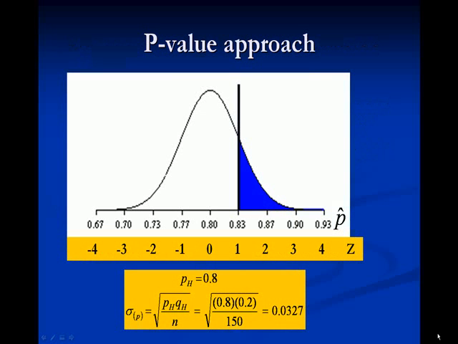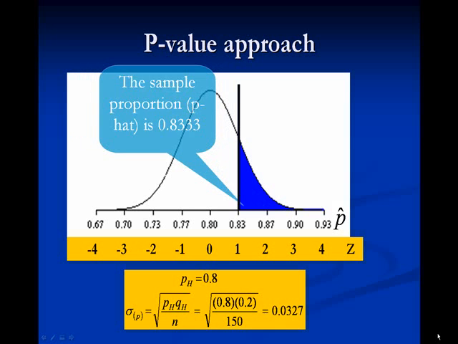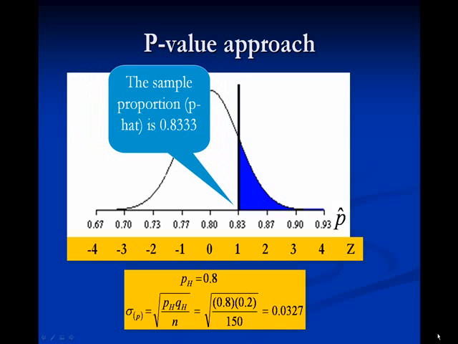So the p-value approach, again, I've drawn the bell curve. We have the statistic p hat on the horizontal axis, also labeled as z-axis here. I have the hypothesized proportion of 0.8, that's the center of the distribution, and the standard error, sigma p, is equal to the square root of p0 q0 over n, and that all comes out to 0.0327. So we have our statistic, 0.8333, that's 125 divided by 150.